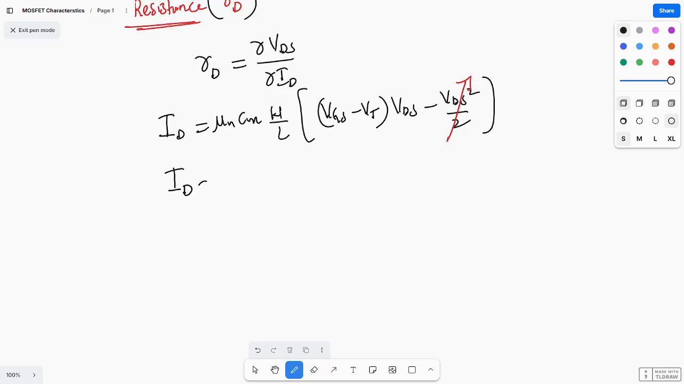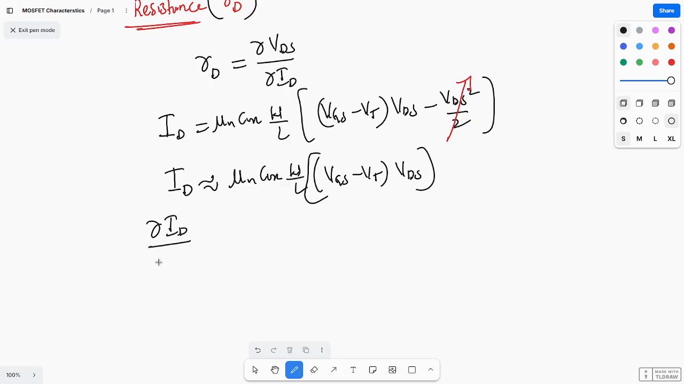If you approximate, what you are getting is μn Cox W by L times (VGS minus VT) into VDS. This is my drain current equation after approximating. After that, you do the partial differentiation of ID with respect to VDS. I think you already came across partial differentiation: whichever variable you are differentiating with respect to, you consider that as the variable, and the remaining you need to consider as constants.